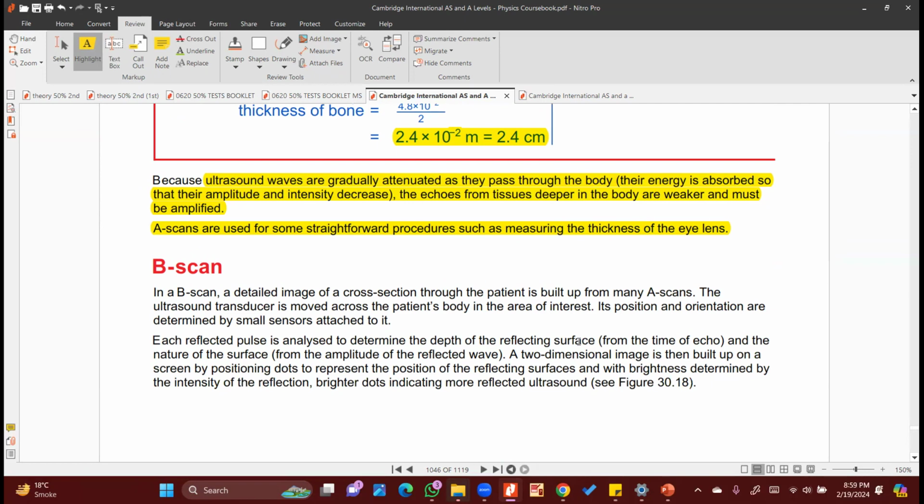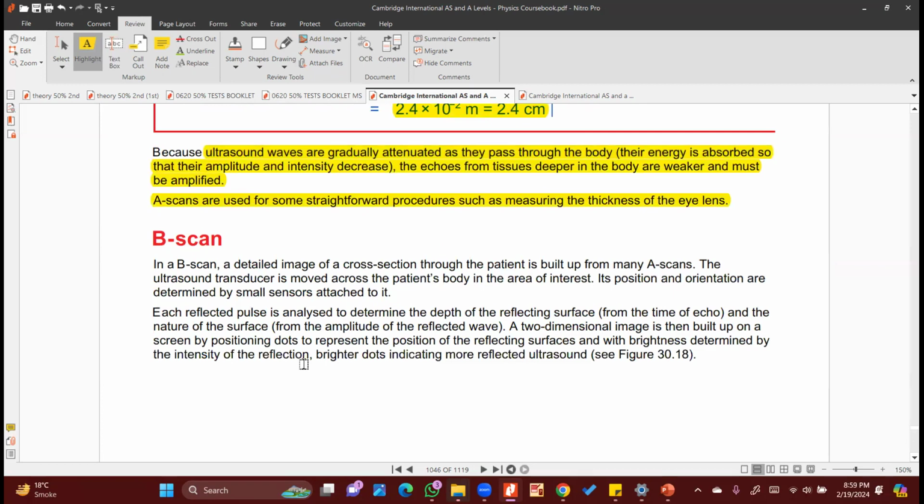If we want a detailed image of the body, then, so far we have been using parallel waves, but for B type scans we use fan-shaped ultrasound waves, which are exposed to wider areas. The picture will come ahead. In a B scan, a detailed image of the cross section through the patient is built from many A scans. The ultrasound transducer is moved across the patient body in the area of interest. Its position and orientation are determined by small sensors attached to it.